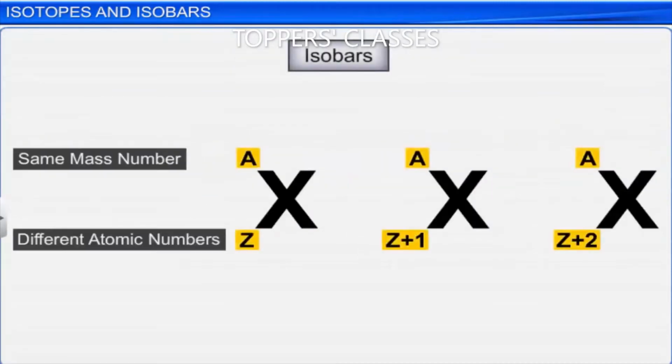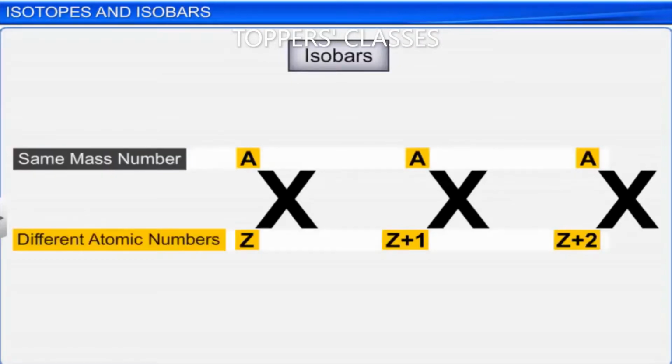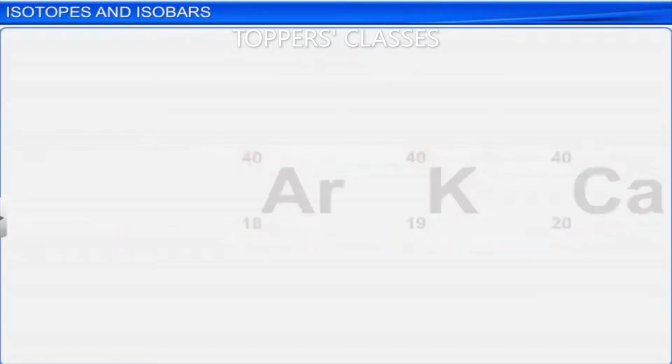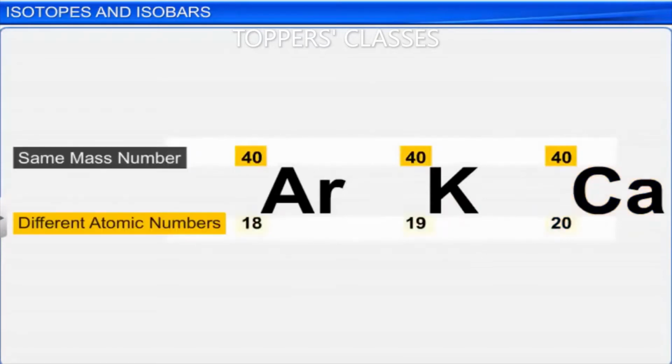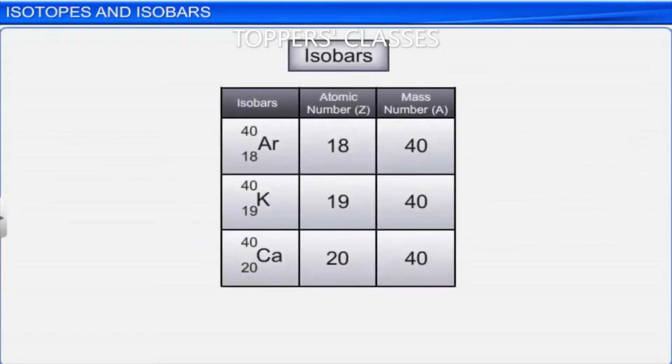Some atoms of different elements are found to have the same mass number but different atomic numbers. For example, 18Ar40, 19K40, and 20Ca40 have same mass numbers but different atomic numbers. Such atoms of different elements having different atomic numbers but the same mass numbers are called isobars. Isobars have different chemical properties because they have different atomic numbers.